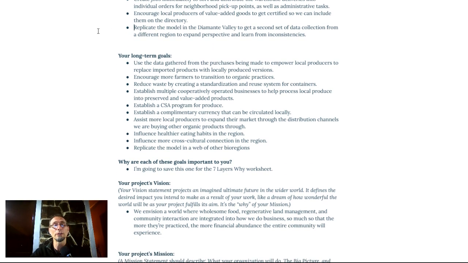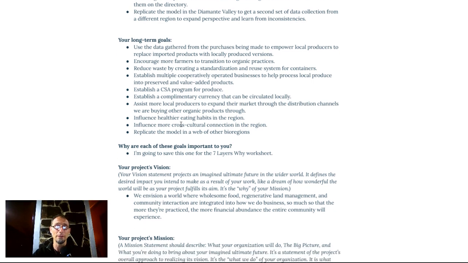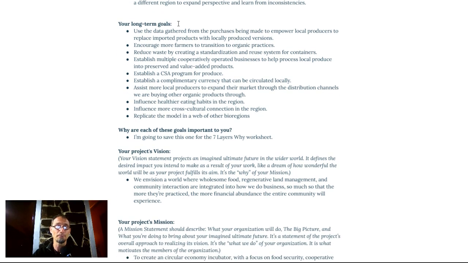And then I'm going to, in a very short time, within the first year, replicate the model in at least one other, possibly two other locations nearby with friends that are going to help incubate it here in my region, so we can have a second and possibly third set of data collection points from these different regions so that we can compare, gain perspective with inconsistencies and commonalities and so forth, so that we can more confidently incubate additional nodes.